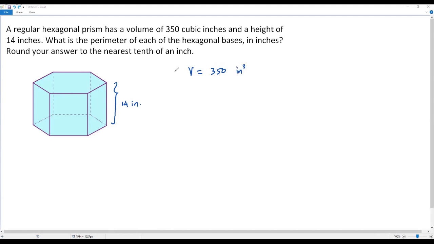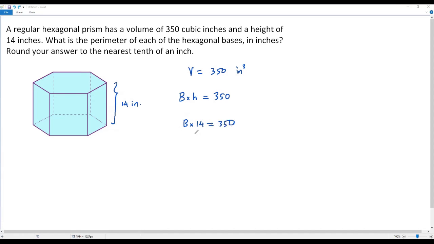Okay, for the prism we have the formula to get the volume, that is the base area multiplied by the height of the prism. So we can write the formula for the volume of the prism: base area times height. On the right side we write the value 350 as it is. Here we know the height of the prism, that is 14. We can plug in this 14 for height h over here. Then I'm getting B times 14 equals 350.